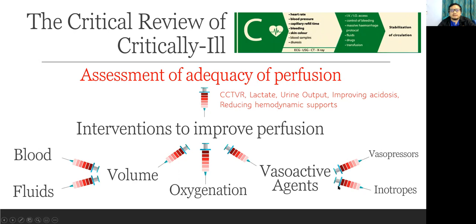If you just put a simple echo. If the heart doesn't contract properly, you give the dobutamine. Watch out for the BP when you give the dobutamine because it can vasodilate the vessel. You might need to give noradrenaline to counteract the hypotension.